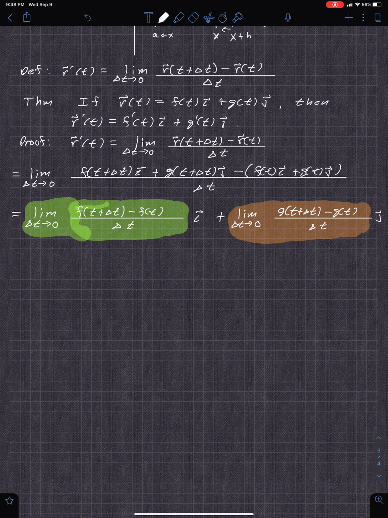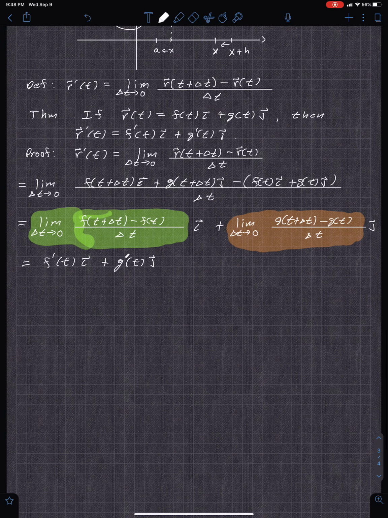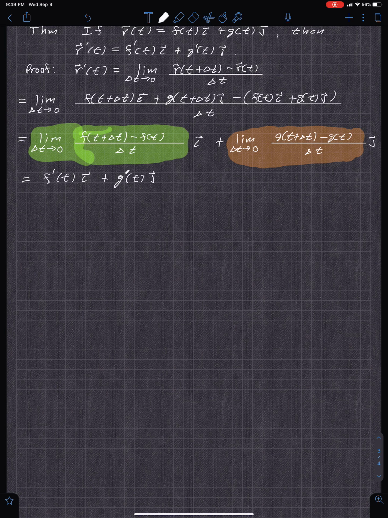Okay, so that's what we wanted to show. That's equal to f prime of t i plus g prime of t j. And so you can easily see this extends to any dimension. We're kind of sticking in 3D right now, and this is just a 2D case, but if you had another function, you just extend it out. It's no big deal.